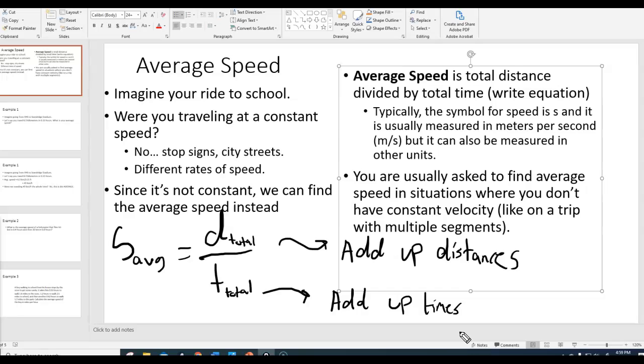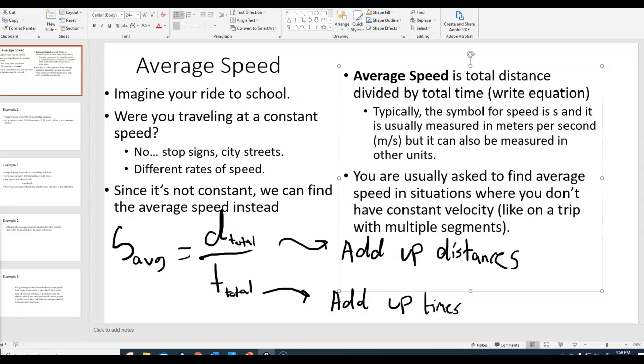Okay, so that's how you calculate average speed. It's the total distance divided by the total time. And we're going to use this equation to do the next few examples, so make sure you have that written down somewhere. Pause it here if you need to. Okay, so I'm going to erase this equation, and let's just do 3 quick examples.